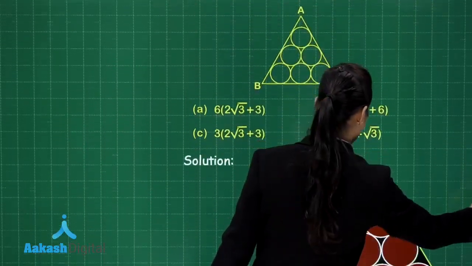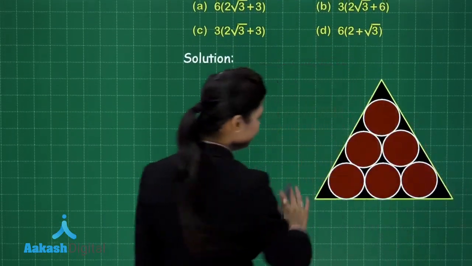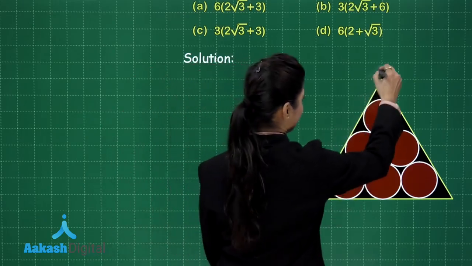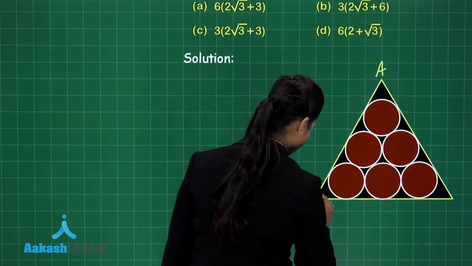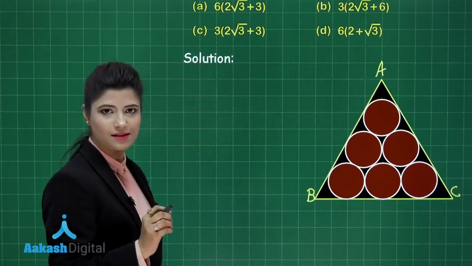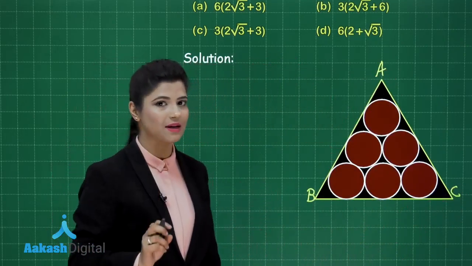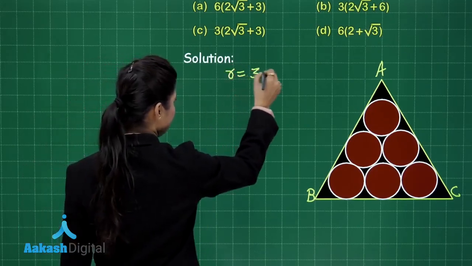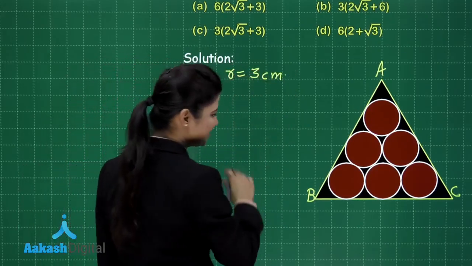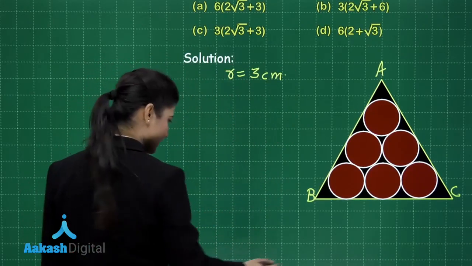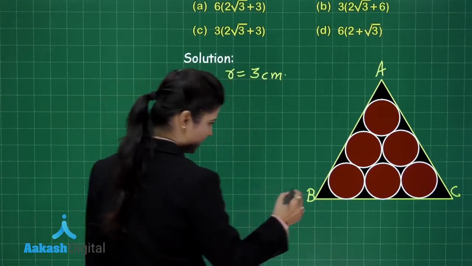Very first, I want all of you to observe this figure. In this figure, we have this equilateral triangle ABC, where I am not aware of the length of the side of ABC. I just know I have 6 circles, each having radius 3 centimeter. So here the radius of each circle is 3 centimeter. Now this is an equilateral triangle. So here in this case, I want you to observe this thing.